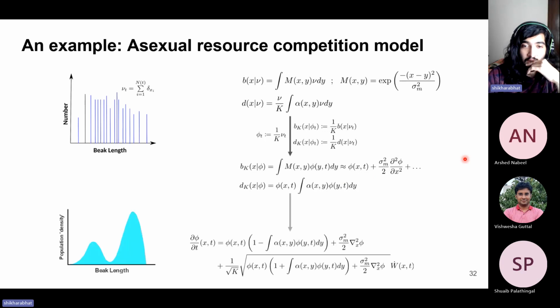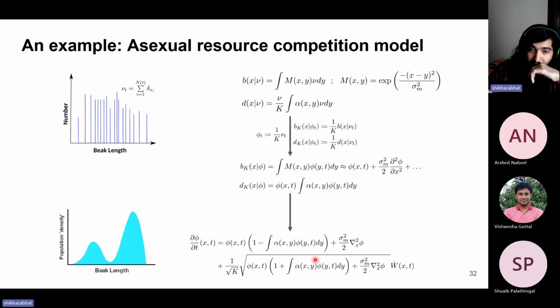Let's now write the SPDE. Remember, the drift term is birth minus death. The diffusion term is birth plus death. So I've just regrouped. Here I have birth minus death is phi minus phi times the integral of alpha phi dy, which I can take out of phi to make it phi times (1 minus integral of alpha). And I've just changed notation from the second derivative of phi with respect to x to the Laplacian, which I've denoted by delta squared.